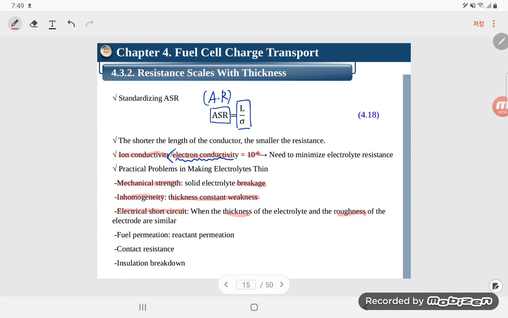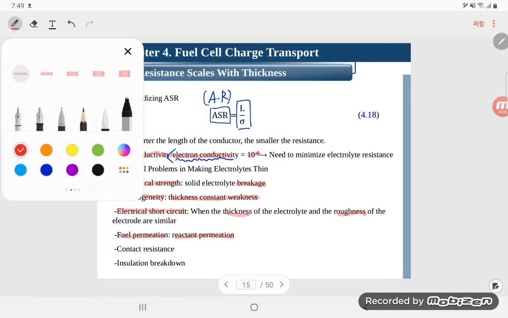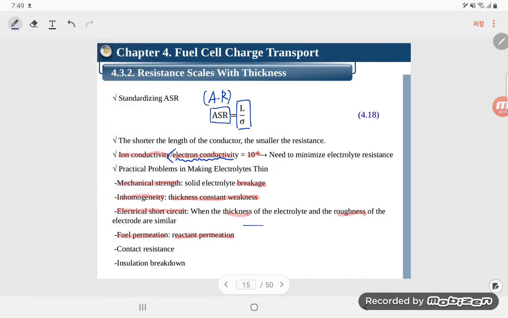Similar, then it is very important to make it a low roughness surface. And the other one is fuel cell permeation, the reactant permeation. In this case, usually we use the hydrogen crossover or the oxygen crossover. The permeation is the same word as this crossover.